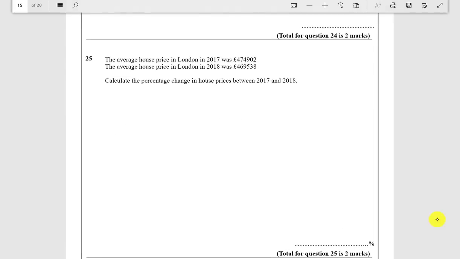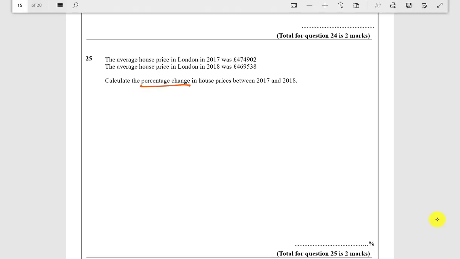Next, question 25. The average house price in London in 2017 was £474,902. The average house price in London in 2018 was £469,538. Calculate the percentage change. Okay, there's your keyword there. Percentage change in house prices between 2017 and 18.